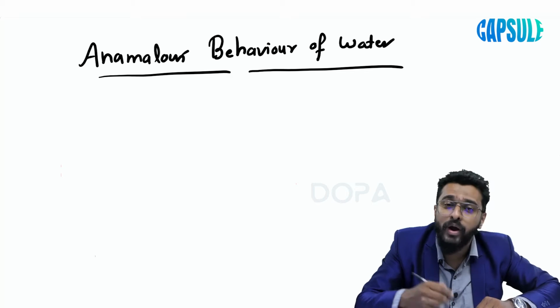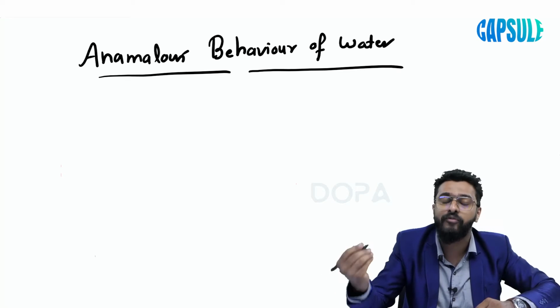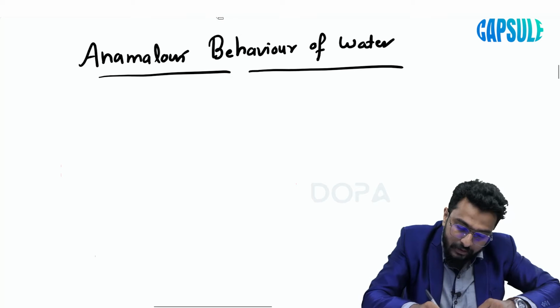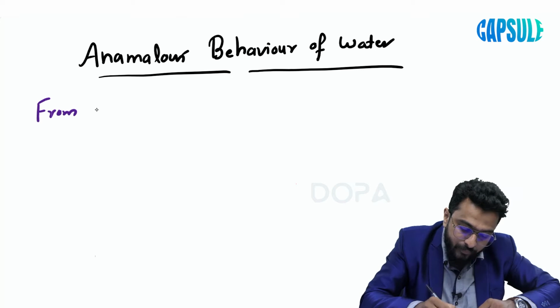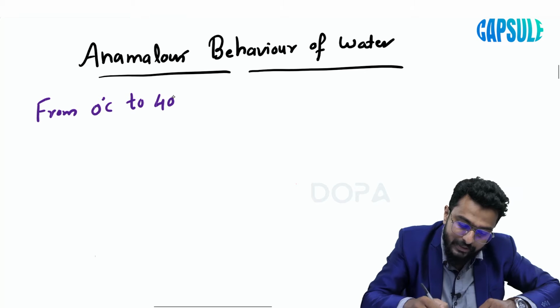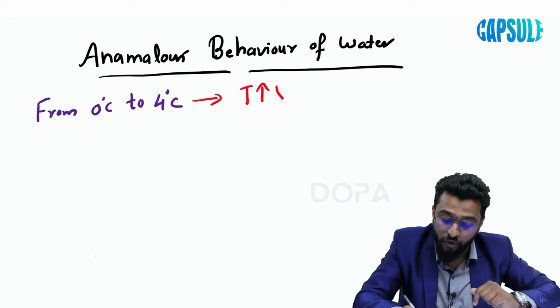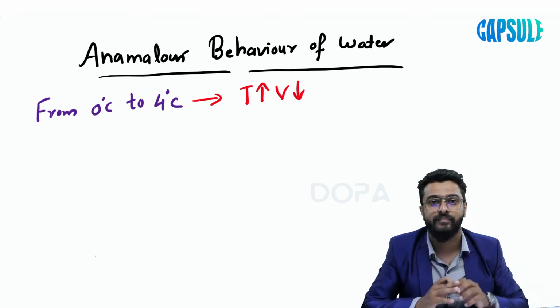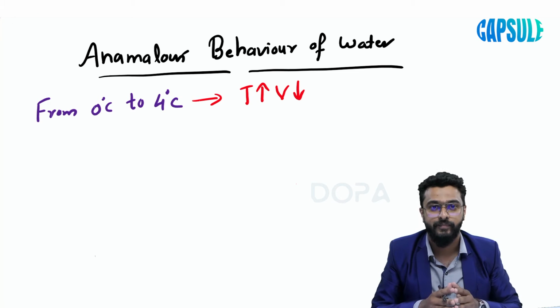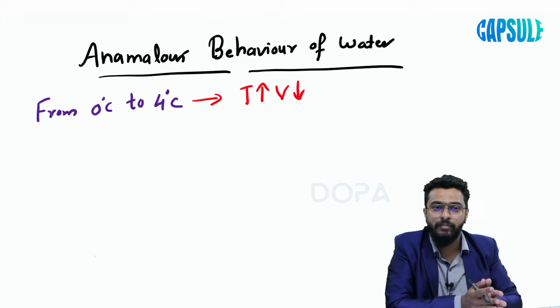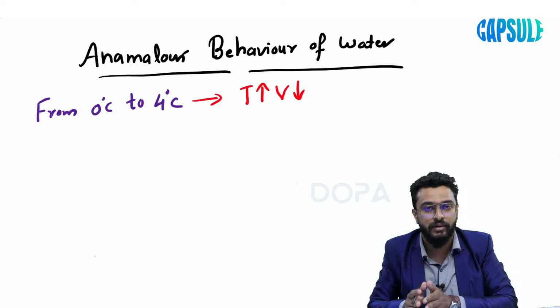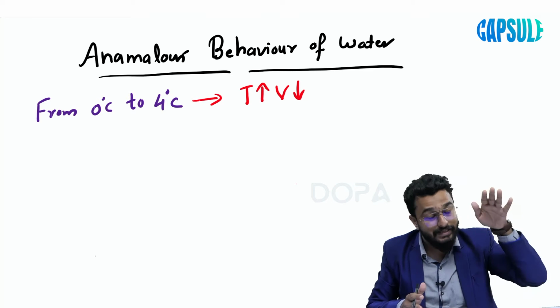Look here. When we increase the temperature of water from 0 degrees Celsius to 4 degrees Celsius, here what will happen is that the volume gets decreased. So that's a special feature of water. When we increase temperature from 0 degrees Celsius to 4 degrees Celsius, the volume gets decreased.